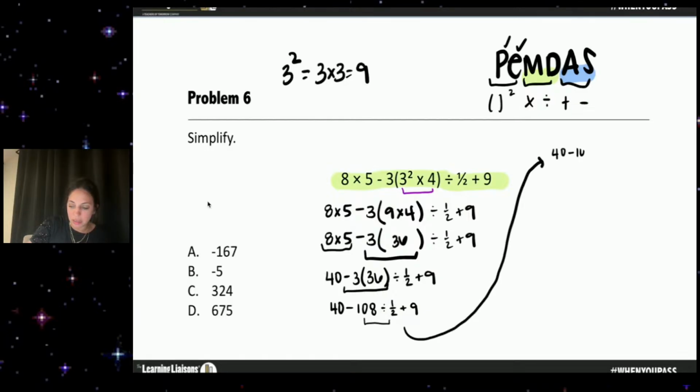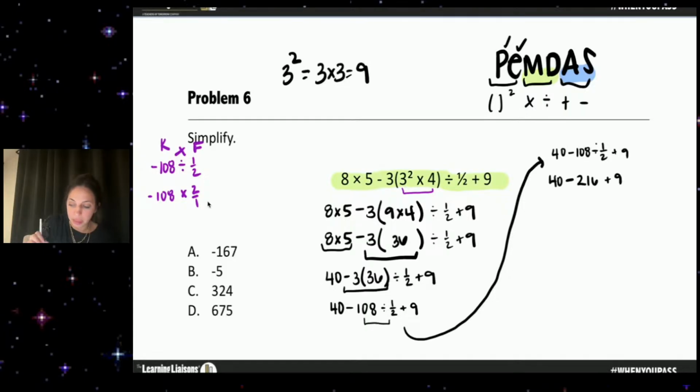40 minus 108 divided by 1/2 plus 9. When I evaluate that, I have negative 108 divided by 1/2. When I'm dividing by a fraction, what rule am I using? Keep, change, flip. I'm going to keep this, change this to a multiplication, and flip this. So negative 108 times 2 over 1 equals negative 216.